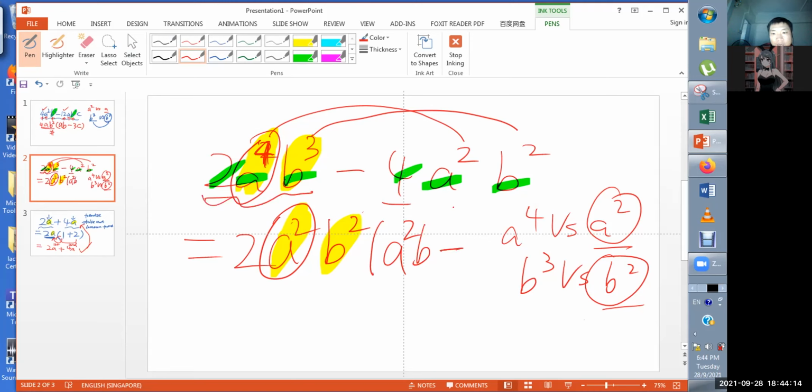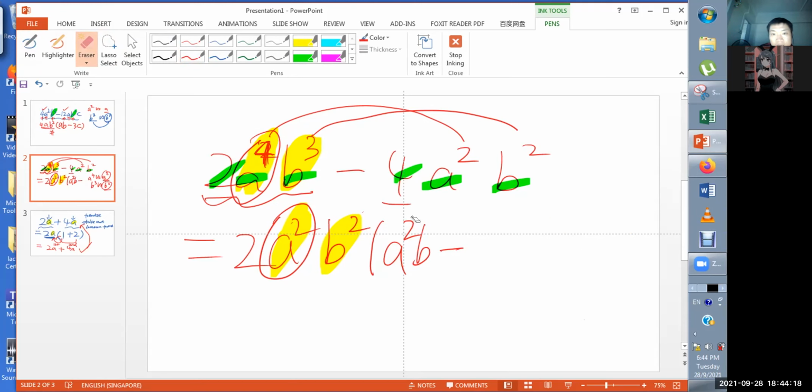Now go to the second one. So I'm going to erase this. So 4, 2. So you need a 2. Now A to the power of 2. A to the power of 2. Do you need to put another A?